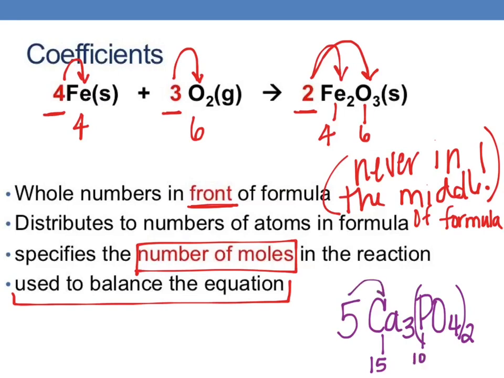10. All right? And then how many oxygens? I have 2 times this 4, which is 8, times this 5. 40. Okay? So if I have 5 moles of calcium phosphate, then that 5 moles contains 40 oxygens, 10 phosphorus, and 15 calciums. And the total number of atoms in that 5 moles would be 65. Add them up. Okay? Any questions on that?